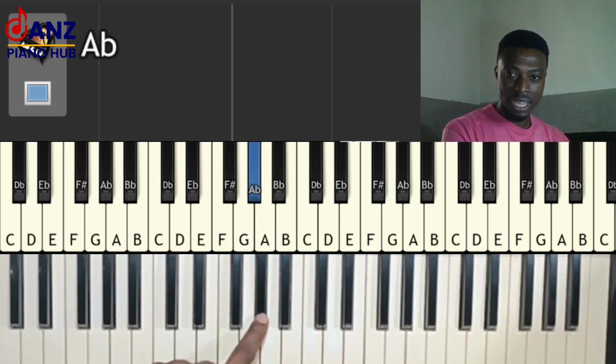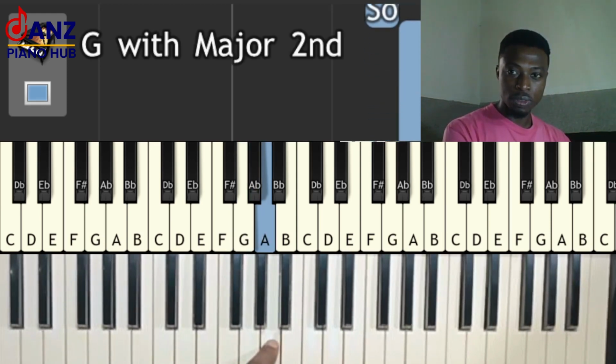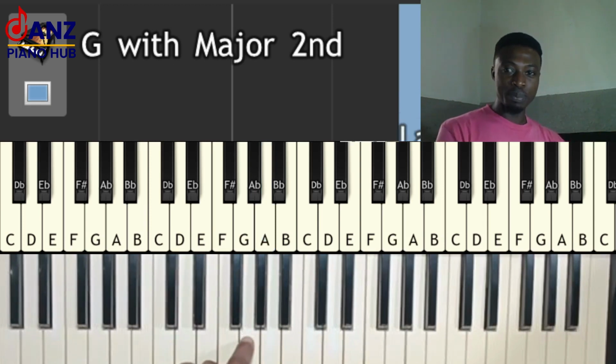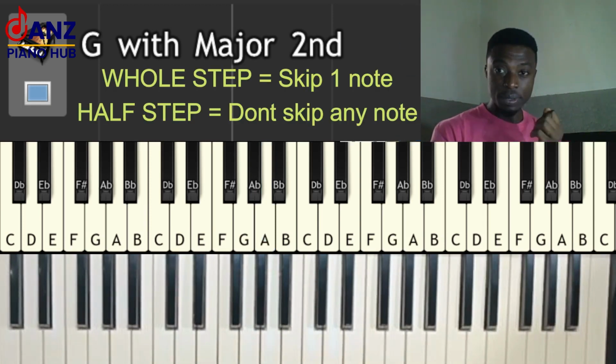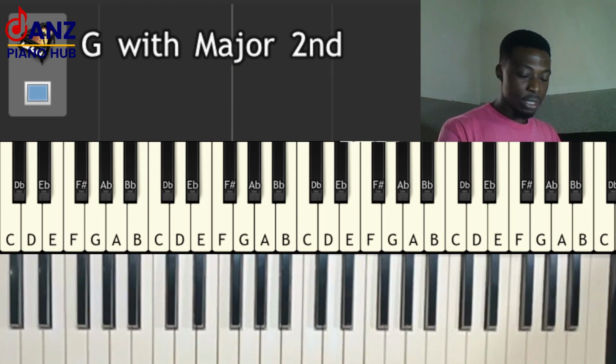G, A flat, that is a semitone or a half step. G, A, that is a full tone or a full step. So what it simply means is that a tone means a full step. A tone means you will jump the immediate one and play the next thing, while a semitone means you are playing the immediate, you are not skipping anything. So you get that. Tone, semitone.